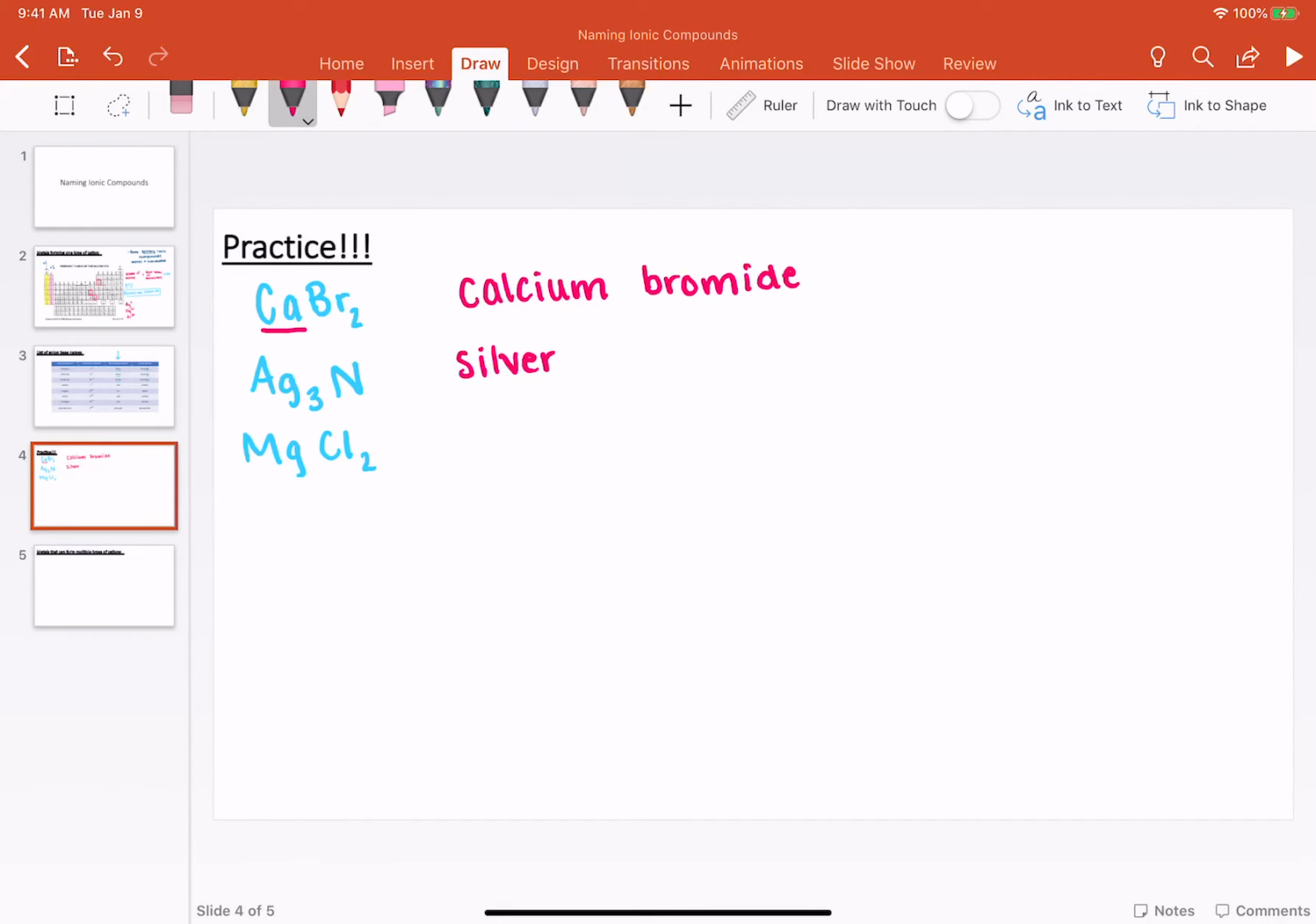So we have our silver, Ag is silver, and then N is nitrogen, the root is nitr, and we end up with ide, silver nitride. And finally, we have magnesium. Cl is chlorine, so that's going to form chloride.